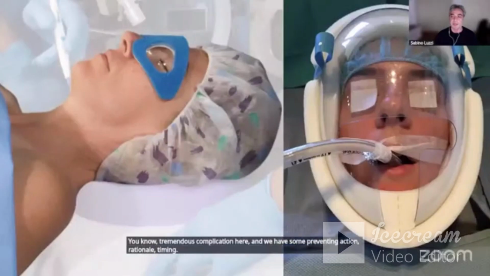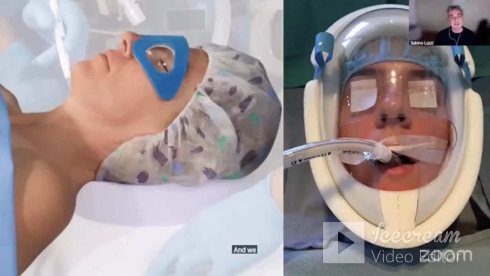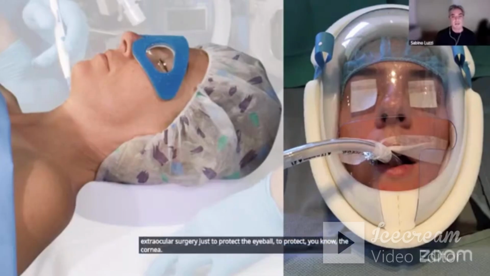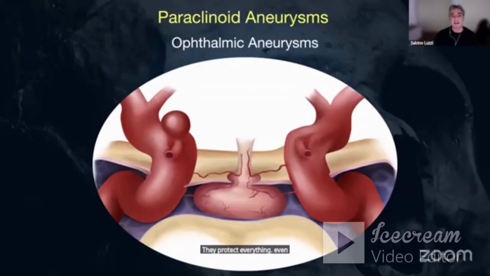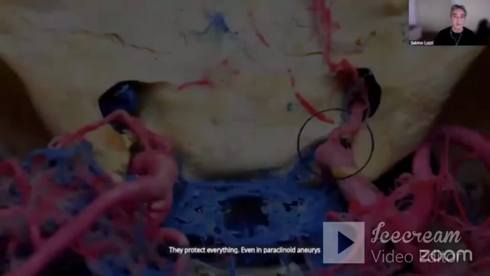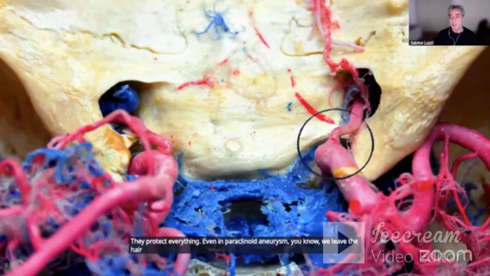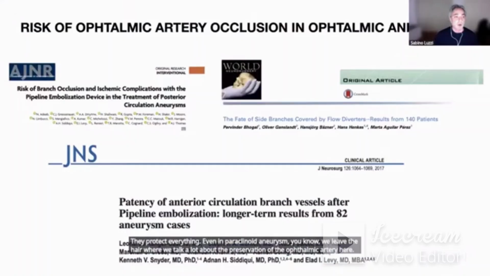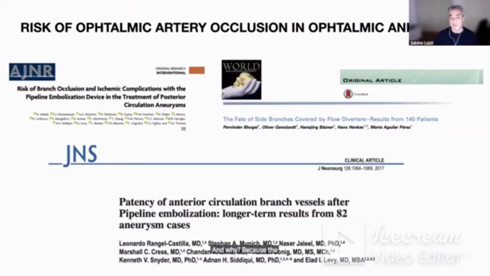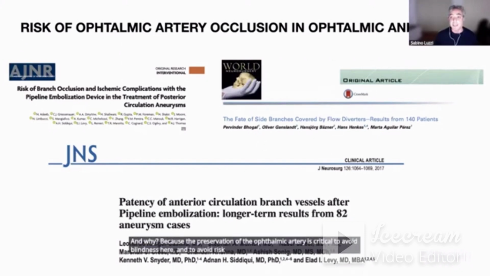We have preventive actions, rational timing, and so on, and we started to use this kind of technique in our ORs in extraocular surgery, just to protect the eyeball, the cornea, everything. Even in paraclinoid aneurysms, we live in an era where we talk a lot about preservation of the ophthalmic artery. Why? Because preserving the ophthalmic artery is critical to avoid blindness and the risk of ophthalmic artery occlusion.